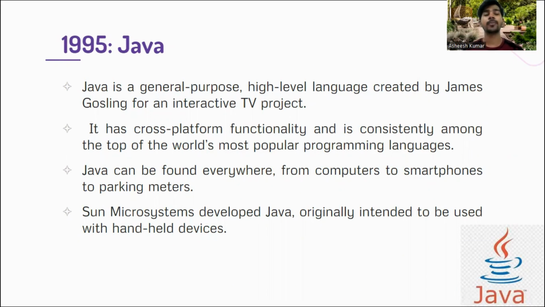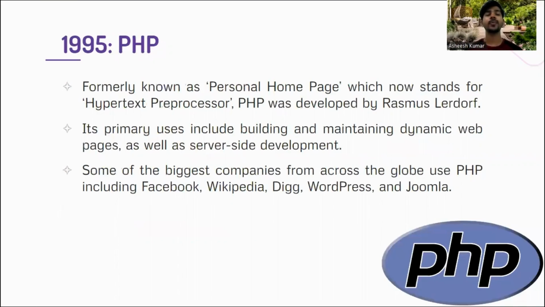Java can be found everywhere, from computers to smartphones to packing materials. Sun Microsystems developed Java, originally intended for use with handheld devices. After Sun Microsystems, Oracle took care of it. So after Java, the next language is PHP.